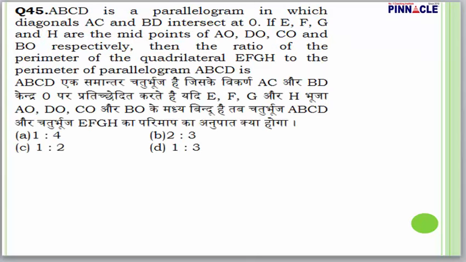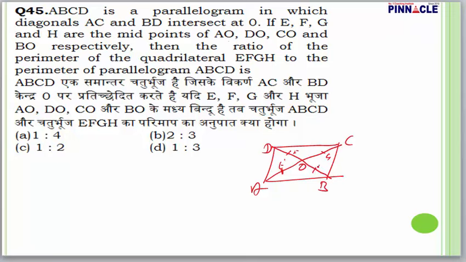Question number 45. ABCD is a parallelogram in which diagonals AC and BD intersect at O. This is parallelogram A, B, C and D, in which diagonal AC and BD intersect at O. If E, F, G and H are the midpoints of AO, BO, CO and DO, then we have to find the ratio of the perimeter of the quadrilateral EFGH to the perimeter of parallelogram ABCD. Now if you join this, then we will have this figure.